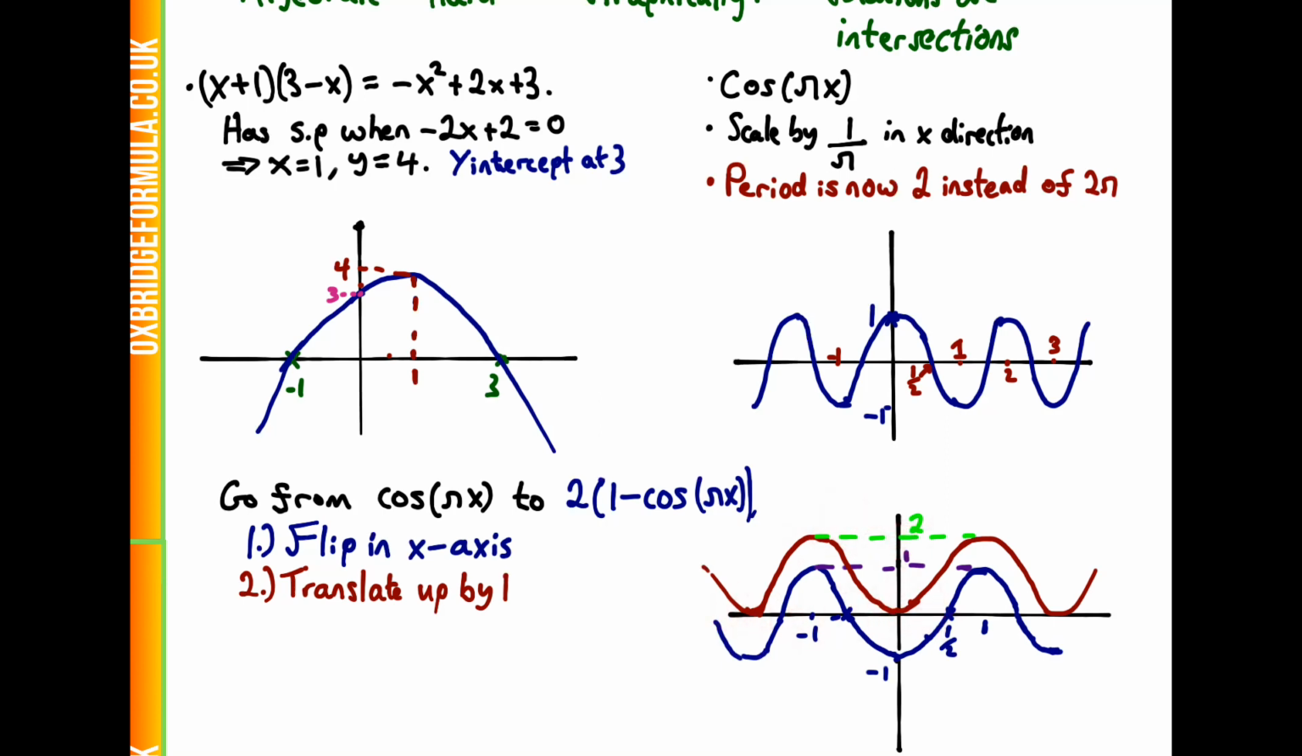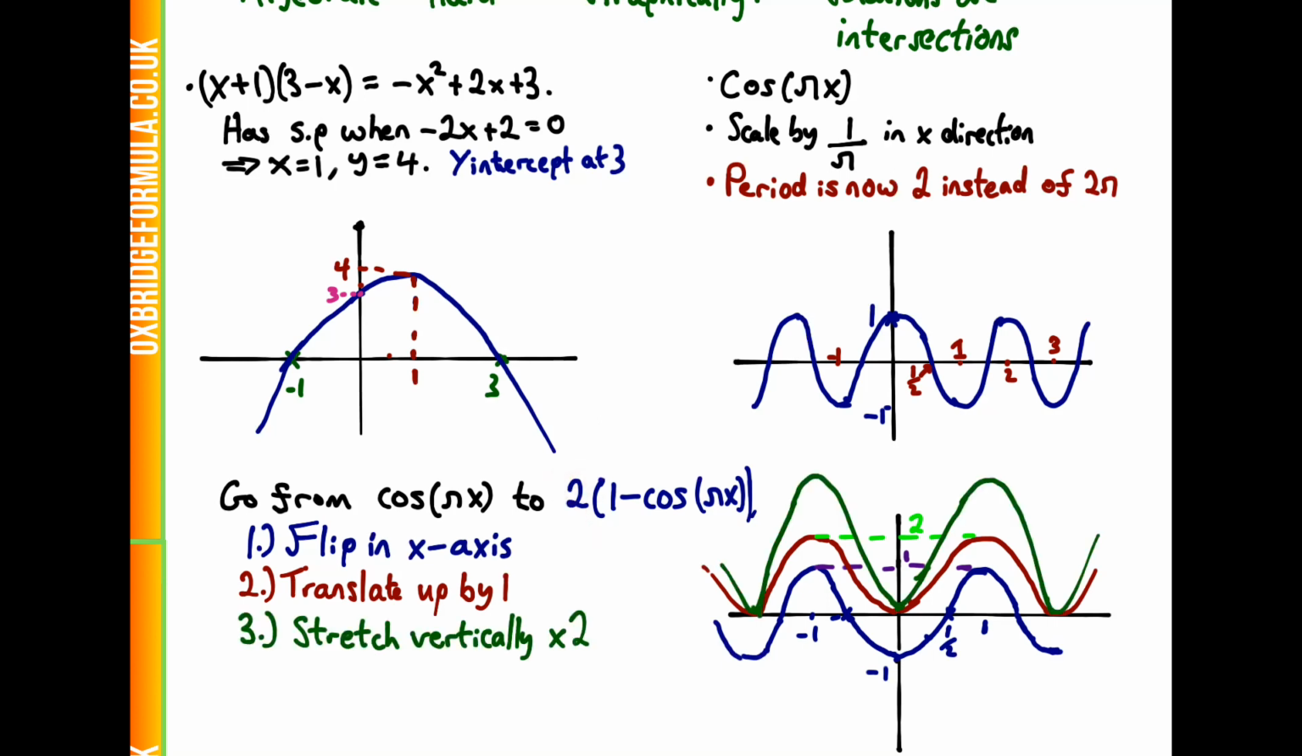And what's the final step of this transformation? Well, we have this times 2 on the outside, so that means we stretch everything vertically by a factor of 2.